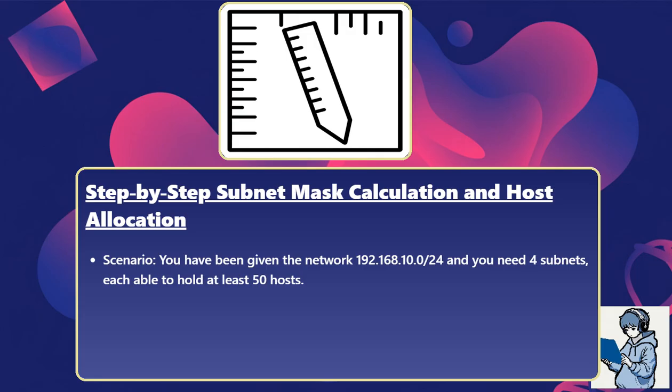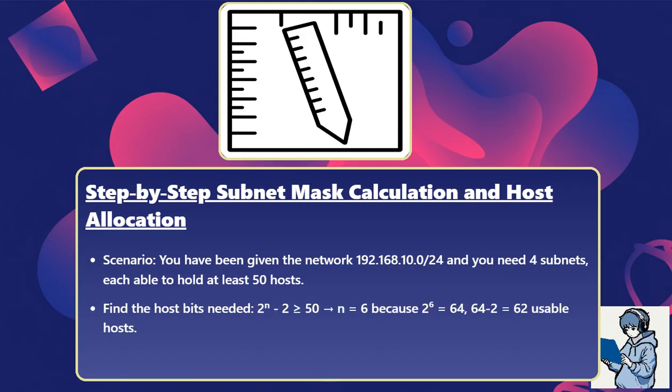Scenario: you have been given the network 192.168.10.0/24, and you need 4 subnets each able to hold at least 50 hosts. Find the host bits needed. 2^n - 2 >= 50 leads to n = 6, because 2^6 = 64, 64 - 2 = 62 usable hosts.